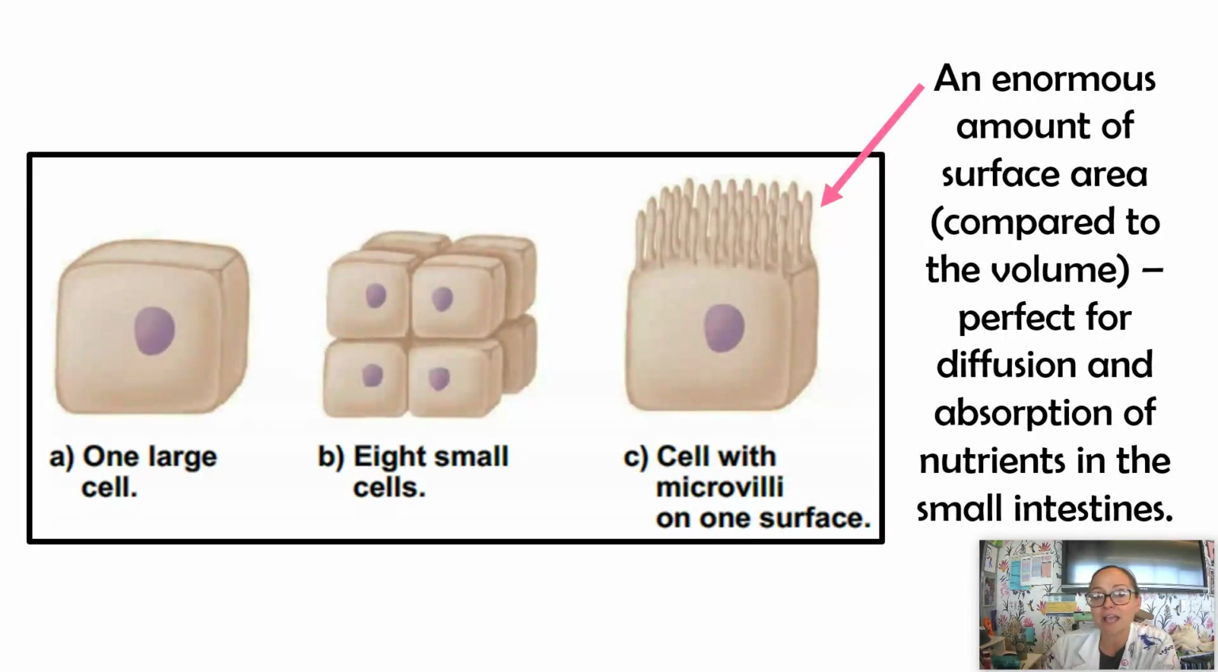Now, if you were to look at 3 different types of cells, the one here on the right, cell C, has an enormous amount of surface area compared to the volume, which is perfect for diffusion and absorption of nutrients in the small intestine. Whereas cell A over here is going to be perfect for fat storage, right? There's less surface area compared to the volume, so that's going to be a good storage cell.